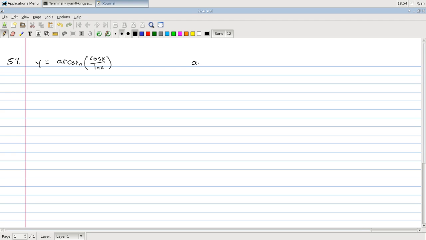So for starters, remember that if we've got arcsine of u and we take its derivative, this gives us 1 over the square root of 1 minus u squared. And then applying the chain rule, we multiply by the derivative of the inside. So on this problem, when we take our derivative, we've got 1 over the square root of 1 minus u squared, so cosine x over ln x squared. And then we're going to multiply by the derivative of what's on the inside.